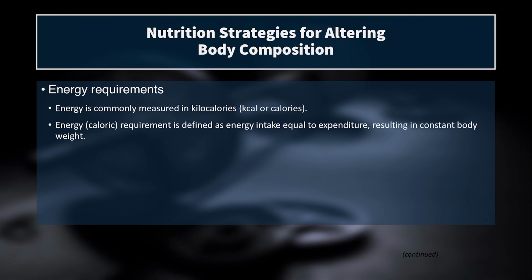Now, we need to first talk about the energy requirements. This is the starting point for all calculations of increases in caloric intake or decreases in caloric intake in order to alter body composition. Now, obviously, we measure energy intake in kilocalories, kcal, or just calories for short. The energy or caloric requirement for any human being is defined as energy intake equal to expenditure, resulting in constant body weight. So your energy requirement, if you took that in and exactly that on any given day, it would result in no change in your body mass.